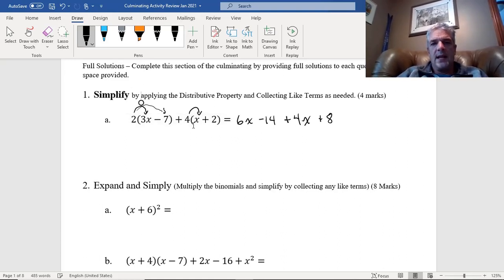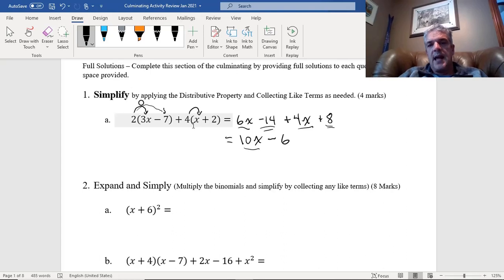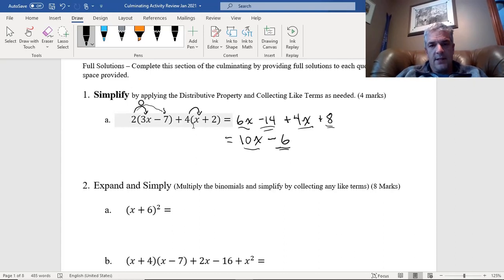Now we can collect the like terms. What's like? Well, 6x and 4x are like. They can be added, and so that gives me 10x, okay? And then the minus 14 plus 8 can be combined, so added together. So minus 14 plus 8 would be minus 6, and we're now done. We cannot simplify further because we do not have like terms. 10x and minus 6 are not like terms because they have different letter parts, okay? That finishes the first question.